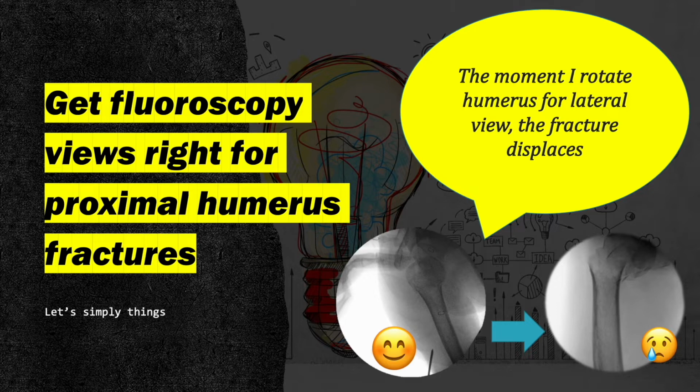because that is going to displace the fracture. For example, you are seeing you are getting good reduction in AP view, but the moment you tilt the arm in internal rotation to get the lateral view, your fracture gets displaced. So it is going to create problems if you are not prepared for proper fluoroscopy intraoperatively.